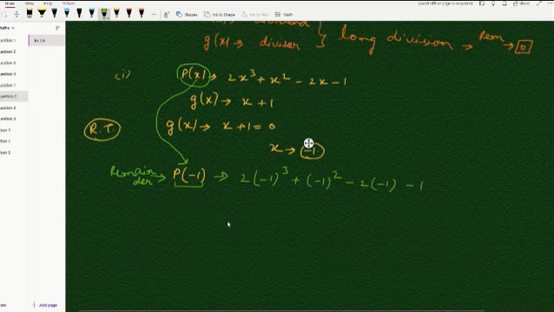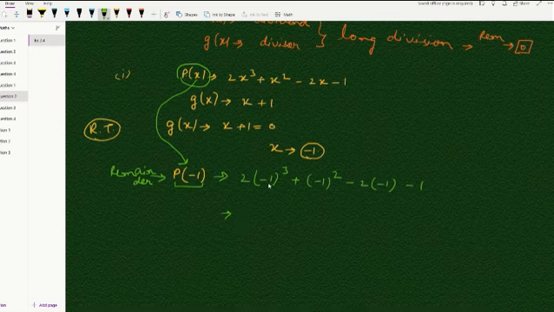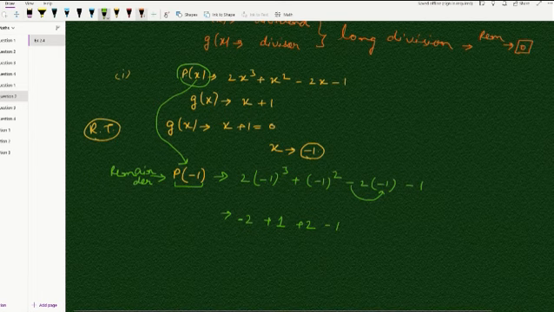Let us solve this further. Minus 1 raised to power 3 is minus 1, so 2 into minus 1 will be minus 2, plus (minus 1) raised to power 2 will be plus 1, minus 2 into minus 1 will be plus 2, and at the last we have got minus 1. So this minus 2 will get cancelled out with plus 2 and this plus 1 will get cancelled out with minus 1. Ultimately the answer will be 0.